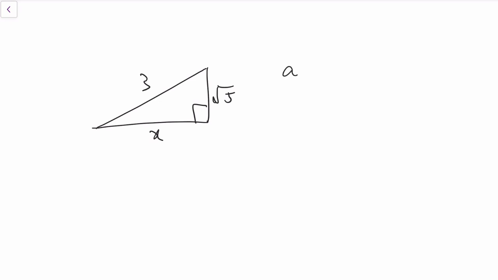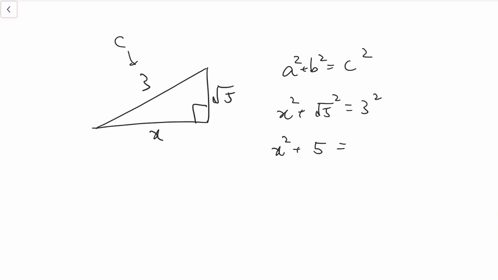So let's do one more. This is root 5. This is 3. And find this. Give this problem a try. Answer will be coming. 3, 2, 1. So again, a squared plus b squared is c squared. So x squared plus root 5 squared is 3 squared. So 3 is the longer side, right? So x squared plus 5, since root 5 squared is 5. 3 squared is 9. So x squared is 4. So x is 2. Okay, so that should be it.